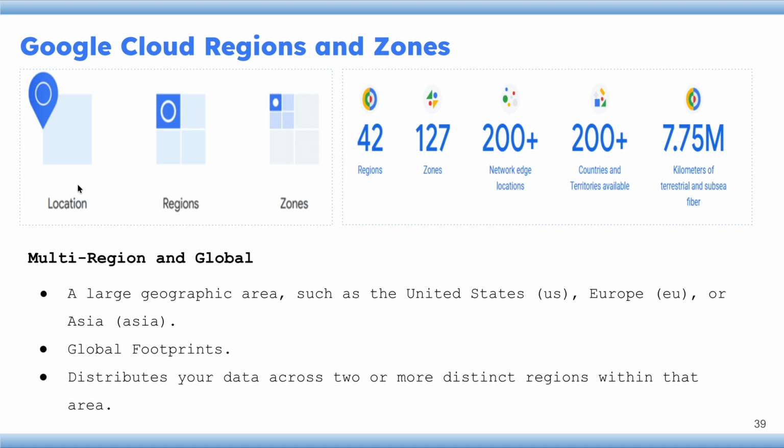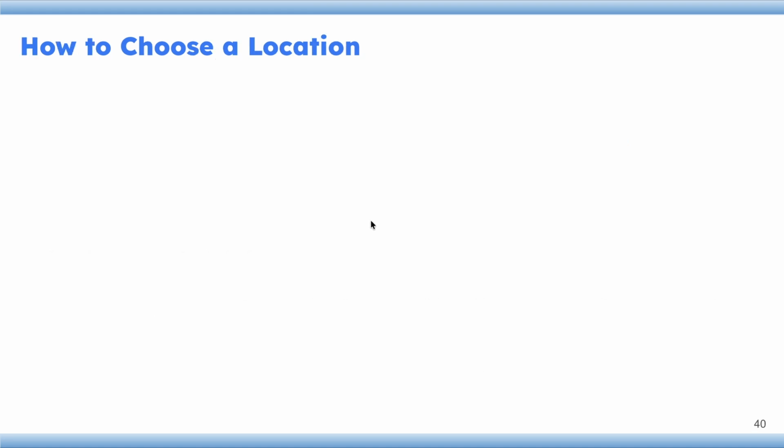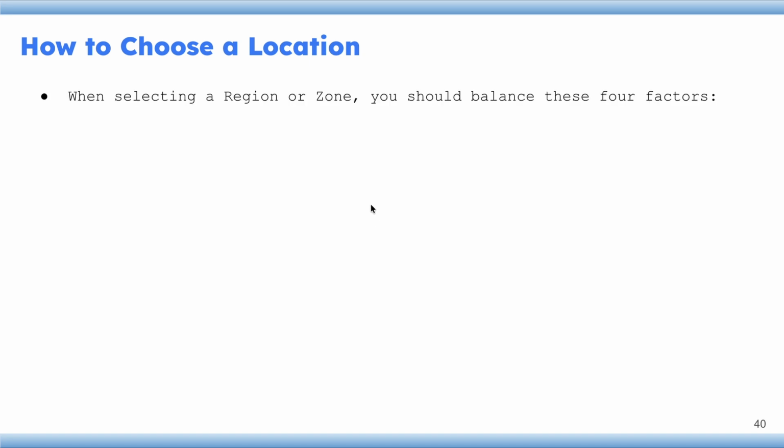Till now we have discussed locations, regions and zones, and now comes the question of how to choose a location. When selecting a region or a zone, you should balance, or focus on, these 4 factors. The first one is latency, nothing but speed. So choose the region closest to your end users. For example, if your users are in London, you should choose a region like Europe West 2, which is actually present in London. It doesn't make any sense to choose US East 1 or Asia Northeast 1.